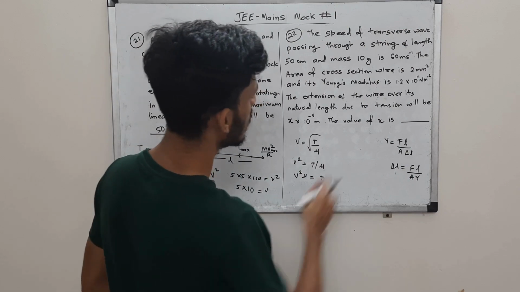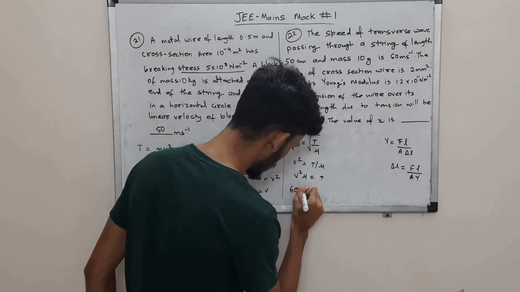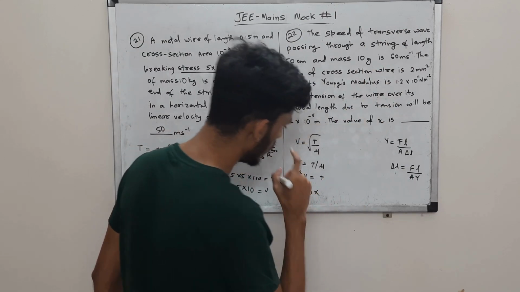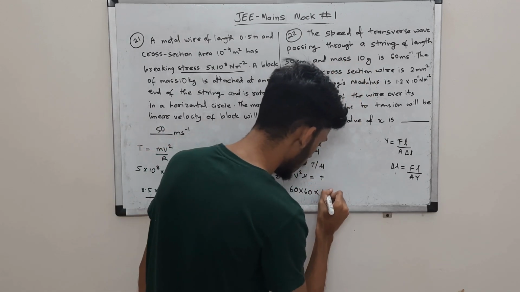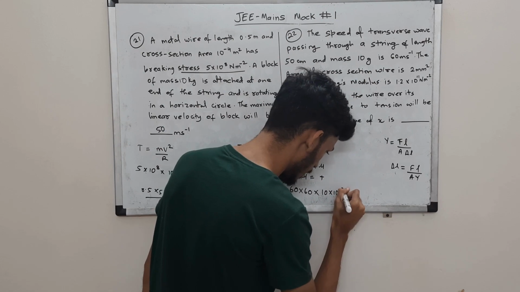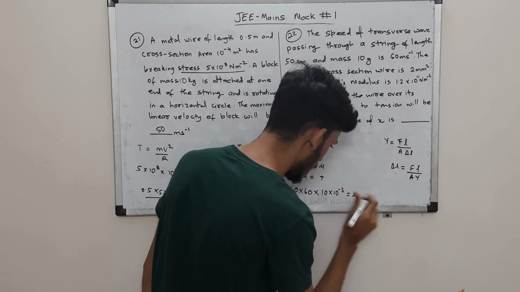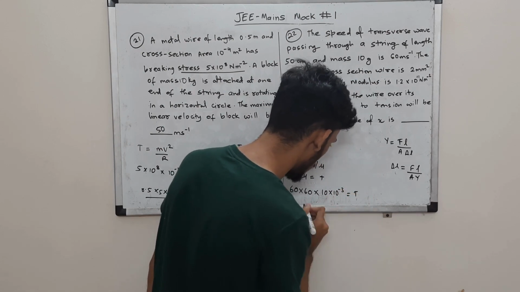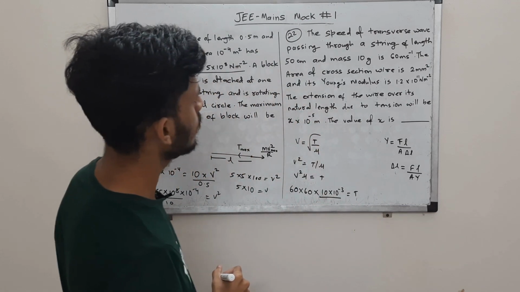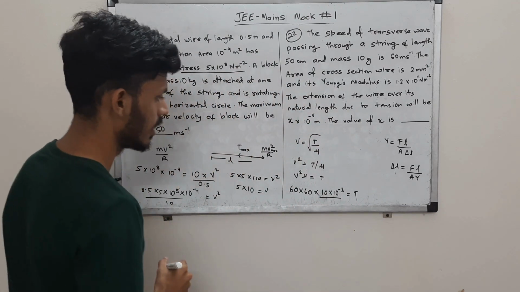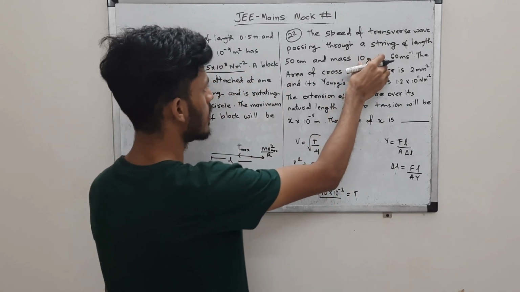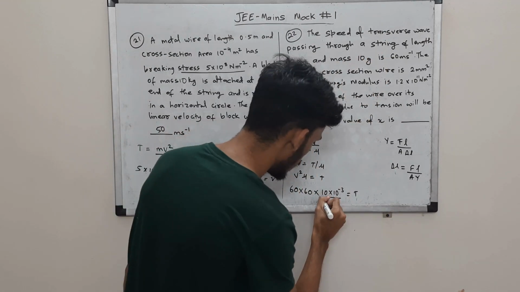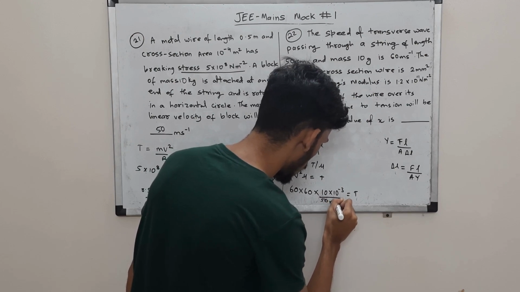V square is 60 into 60. Mu is mass per unit length. The mass of the wire is 10 grams, 10 into 10 to the power minus 3. Place everything in SI. This is tension. Mu is mass per unit length, so mass per unit length is 50 into 10 to the power minus 2.